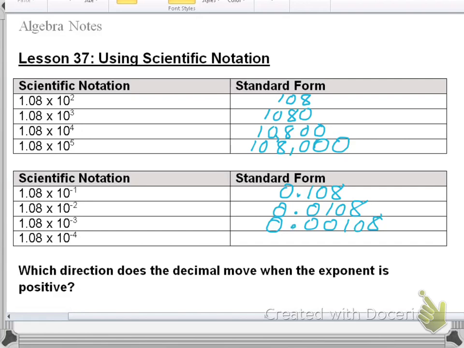And times 10 to the negative fourth would be 0.000108. So go ahead and fill those in on your chart. Should be nice and quick. Now we're going to answer some questions about them.